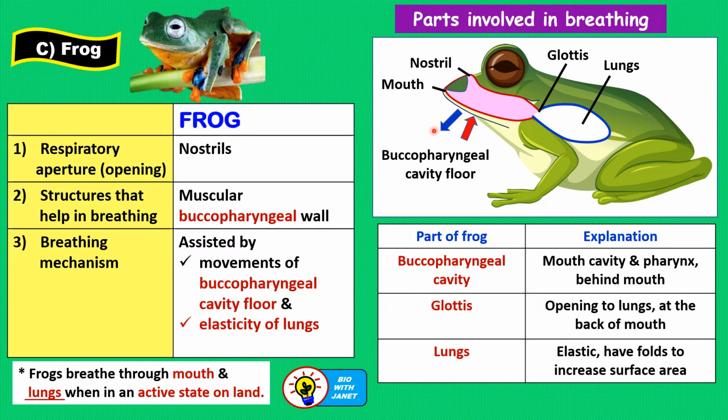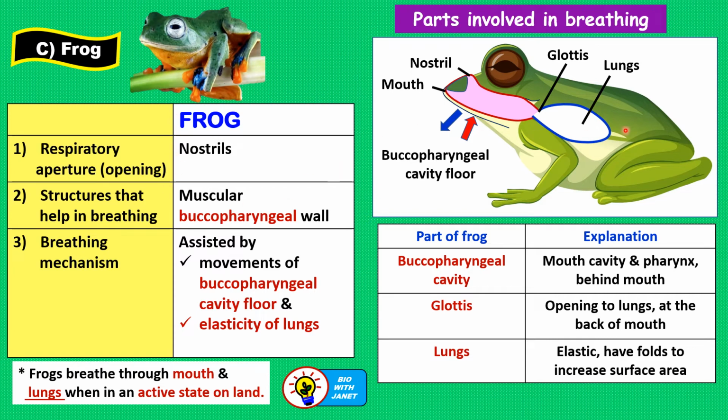So this buccopharyngeal cavity floor can be lowered or raised, okay? Then the elasticity of the lungs also helps because the lungs can expand and contract. Take note the frog doesn't use a rib cage or a diaphragm to help in breathing. It just uses the mouth, which is unlike humans. We don't use our mouth cavity to breathe, all right? But the frog uses this mouth cavity, so its cavity is quite big. As you can see here, the mouth is quite a big part of the frog.